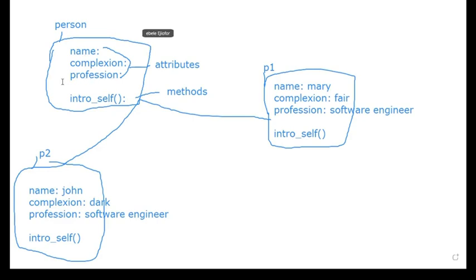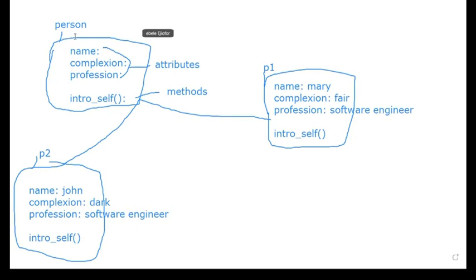If I want, I can add age here, so that in my object I'll add age and then specify the age of the person. So this is what it is. It must have two properties. First one is attributes, second one is methods. So you can see it here. I created P1 and P2, first person and second person. I have John, dark in complexion, profession, software engineer. You can do it for other things.